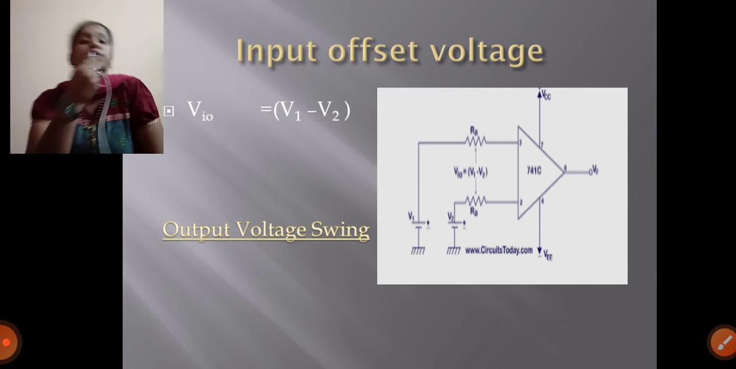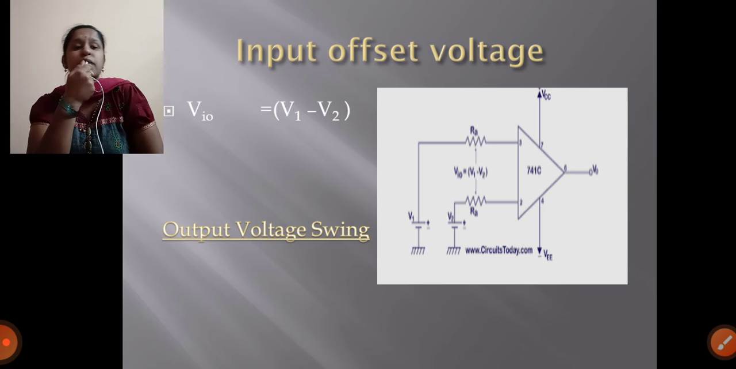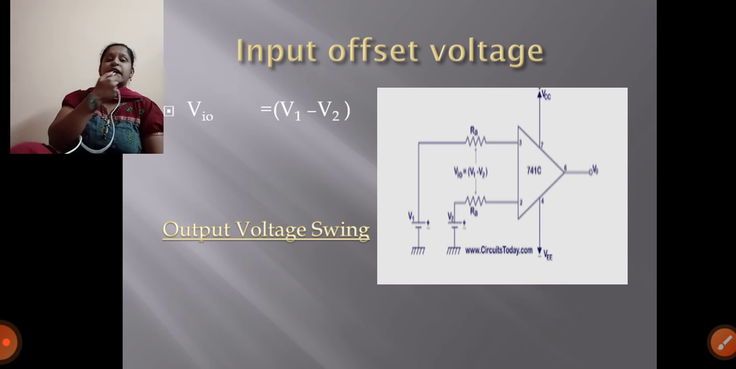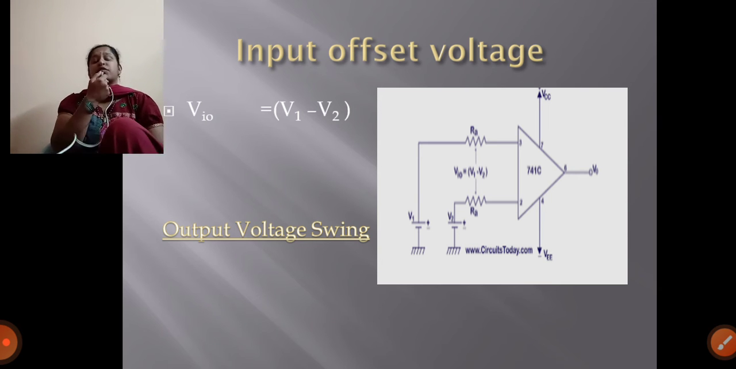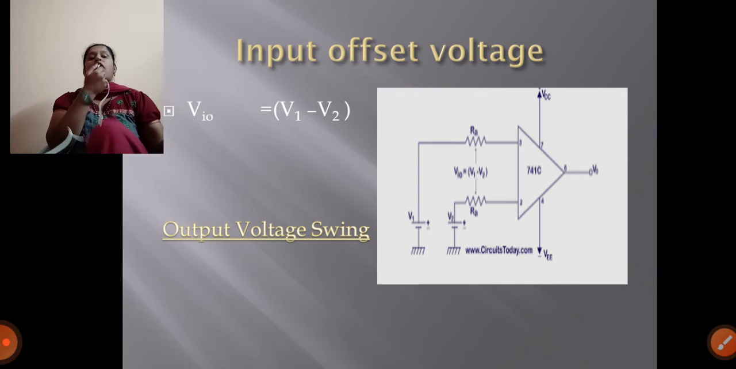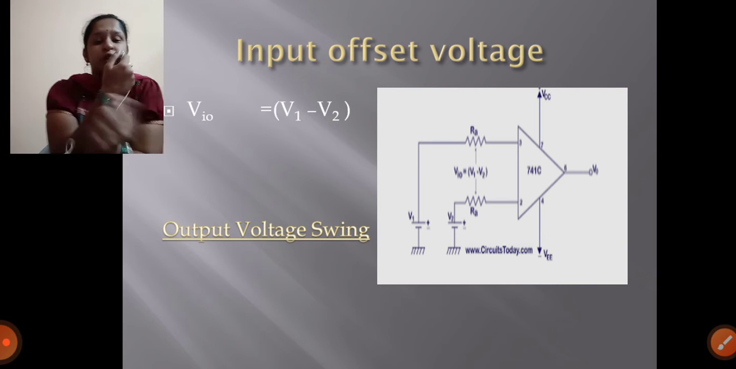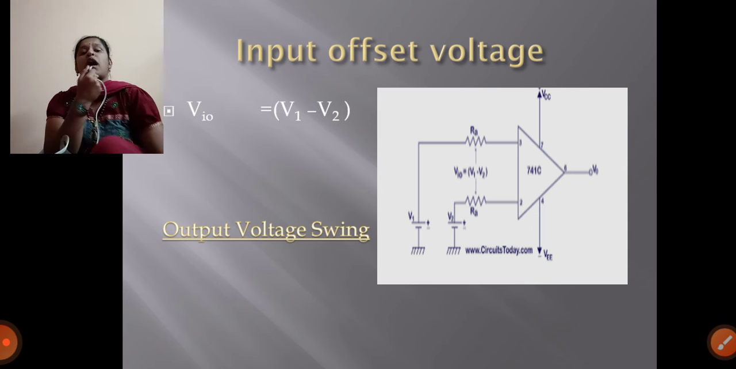Okay, input offset voltage. Yesterday I explained the meaning of offset. Whatever input you give, if the output becomes 0, that is called the input offset. That is the meaning of the offset. I am going to explain this one. That is called an offset, right?